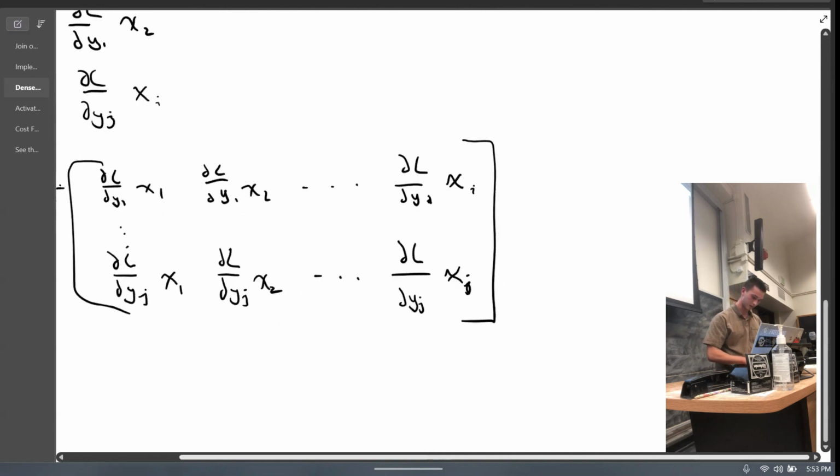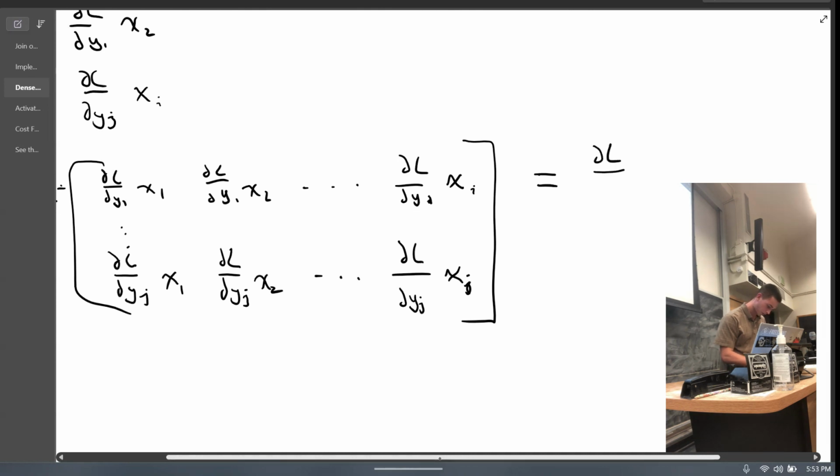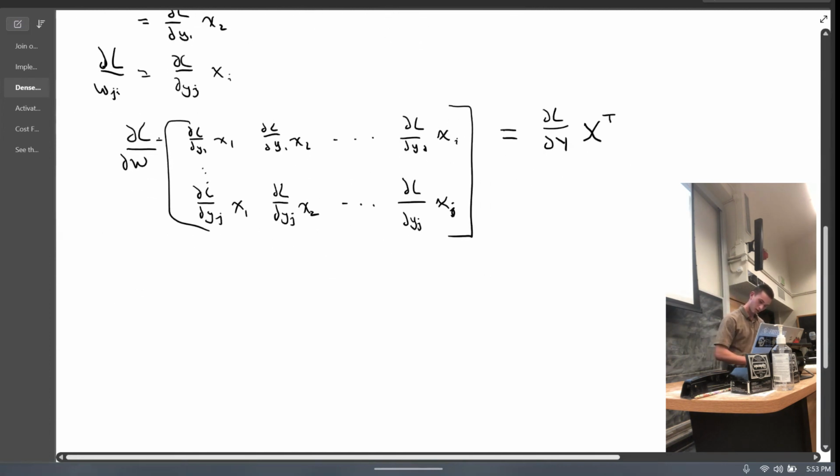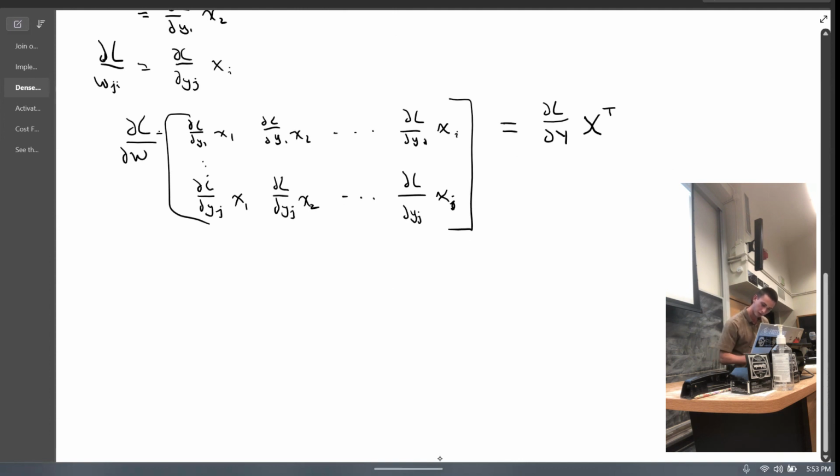But this is just the outer product between partial C with respect to Y and our input vector transpose. And so that's going to describe how we find those derivatives of the weights. I'll try to speed this up a little bit so we can get into some coding.